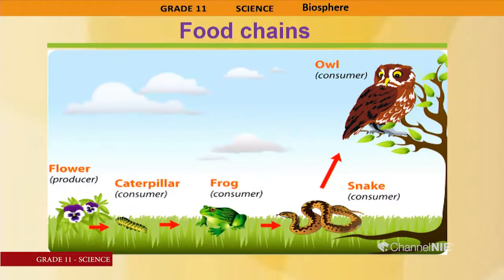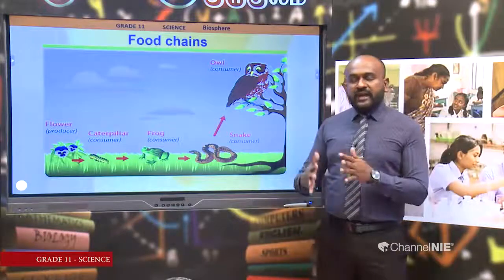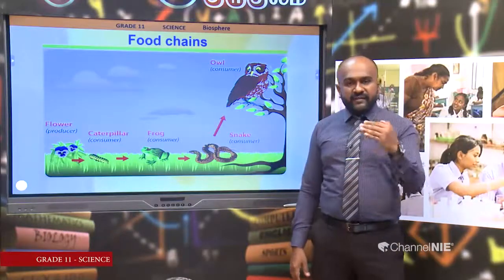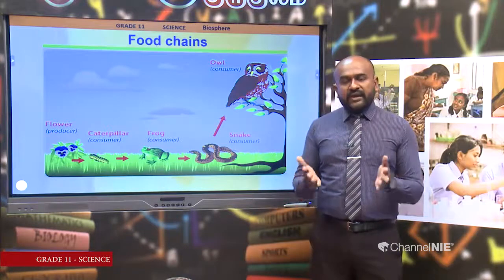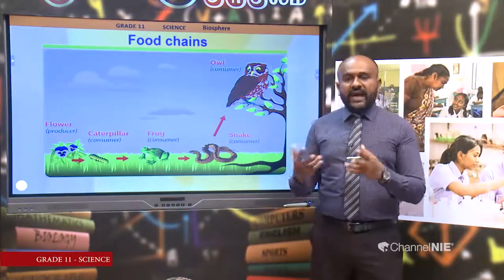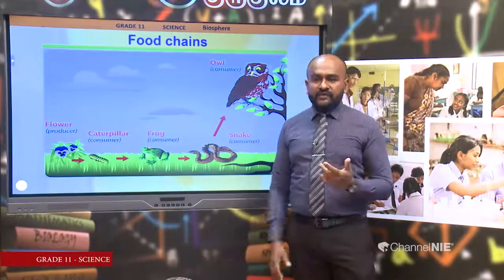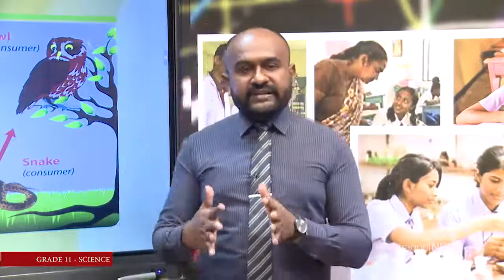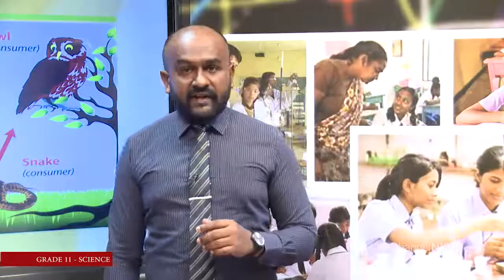You can see the food chain starts with a producer, here the flower, because it always has to be a producer, because they are the ones which can make their food. So, what can we take as producers? We can take green plants, or algae, or autotrophic bacteria. They are the producers in a food chain, and there are certain things that we need to learn when it comes to food chains. Let us see what they are.